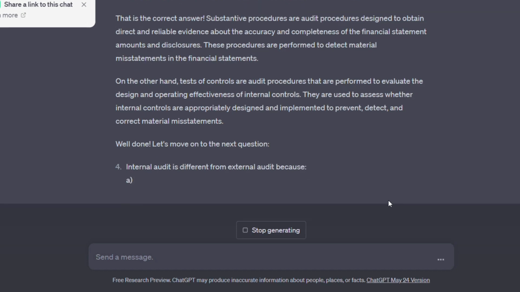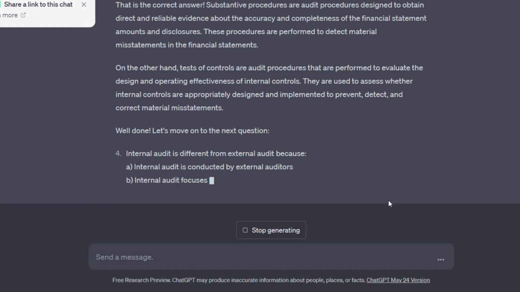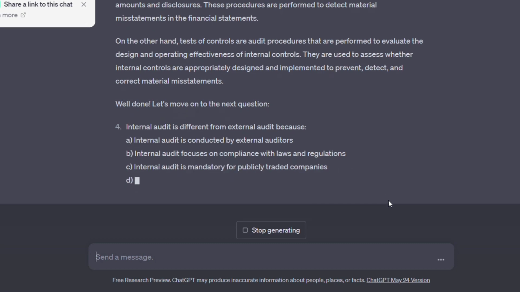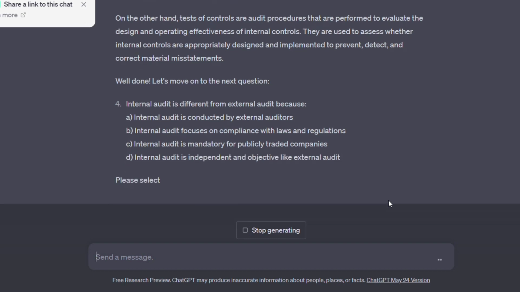Internal audit is different from external audit because internal audit is conducted by external auditors. Anong kalokohan to? Internal audit focuses on compliance with laws and regulations. No. Internal audit is mandatory for publicly traded companies. No, no, no. External audit noon. Internal audit is independent and objective. Different gani. Internal audit is conducted by external auditors, no? Internal audit focuses on compliance with laws and regulations, maybe. Internal audit is mandatory. No, external audit is mandatory for publicly traded companies.